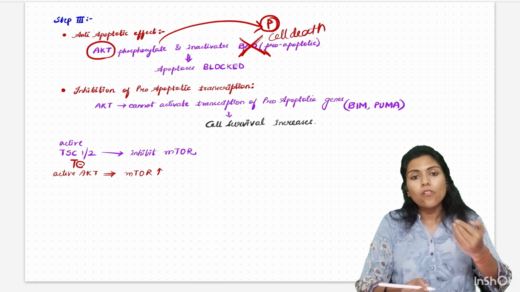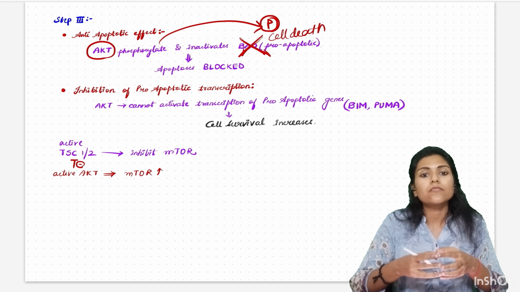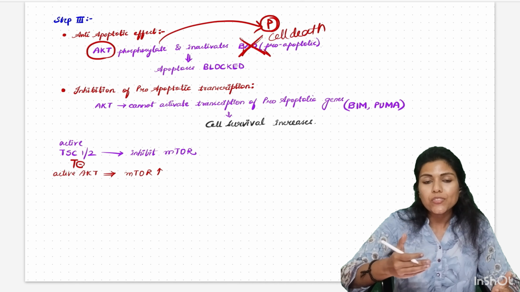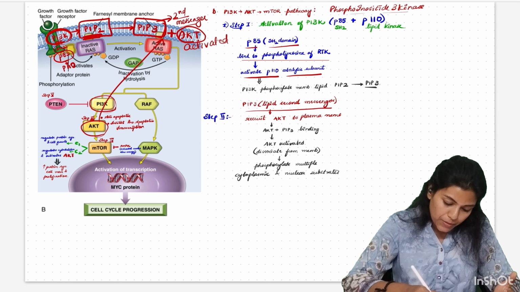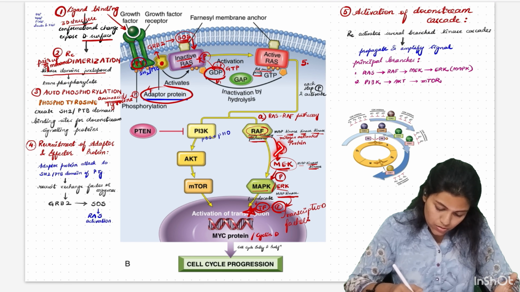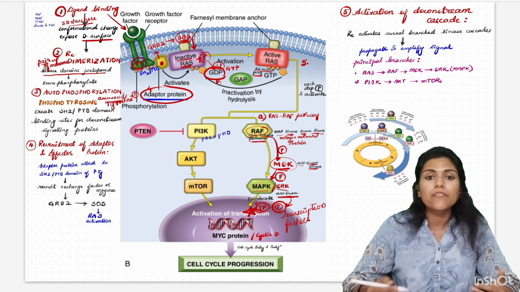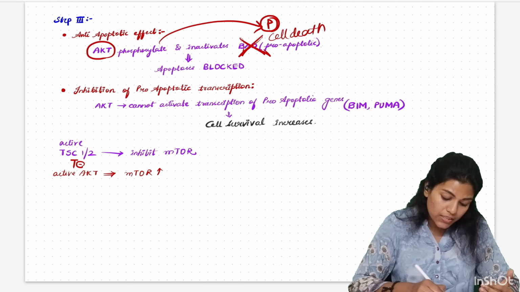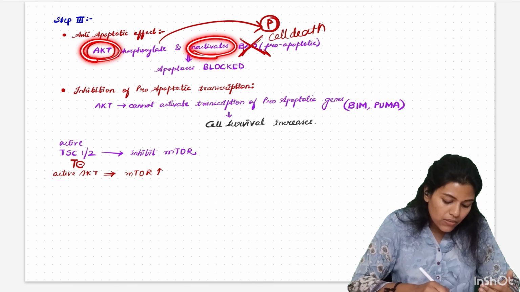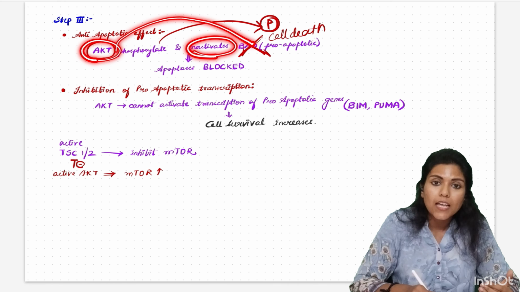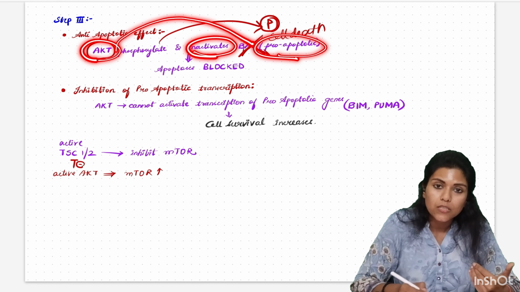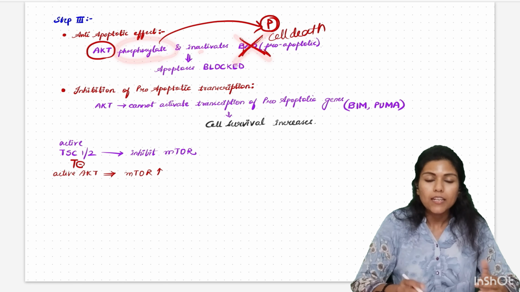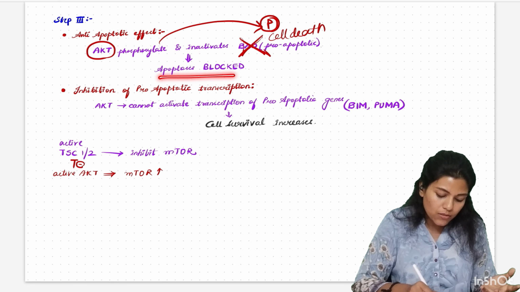Not all phosphorylations mean activation. In the Ras Raf pathway, in each step there is phosphate group addition, and because of phosphorylation, every step is getting activated. But here, this phosphorylation is not activation. Here it is inactivation. AKT will phosphorylate this BAD, the pro-apoptotic protein. It got phosphorylated, so it got inactivated. Inactivated means now apoptosis is blocked here.